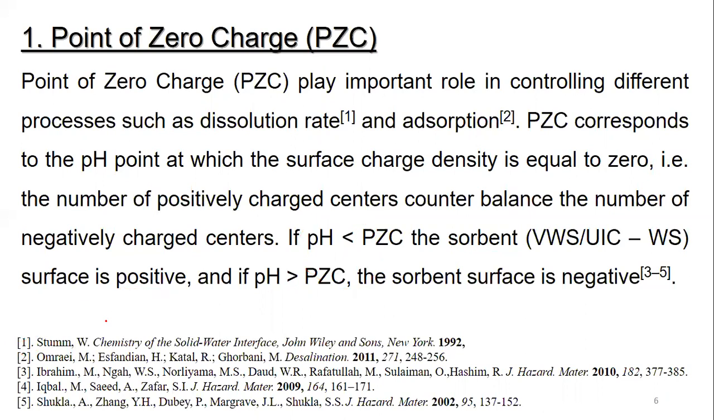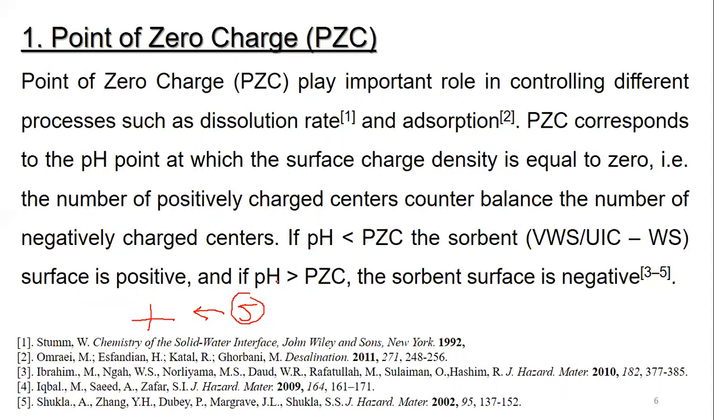Basically, it means that if you have a material and you have found out its pH PZC, and that pH PZC is 5, let's suppose. Now, if you are using a pH of 4, 3, 2, or 1 in this range, so if your pH is less than the PZC, what will happen? The surface will have a positive charge. Here the surface has a positive charge.